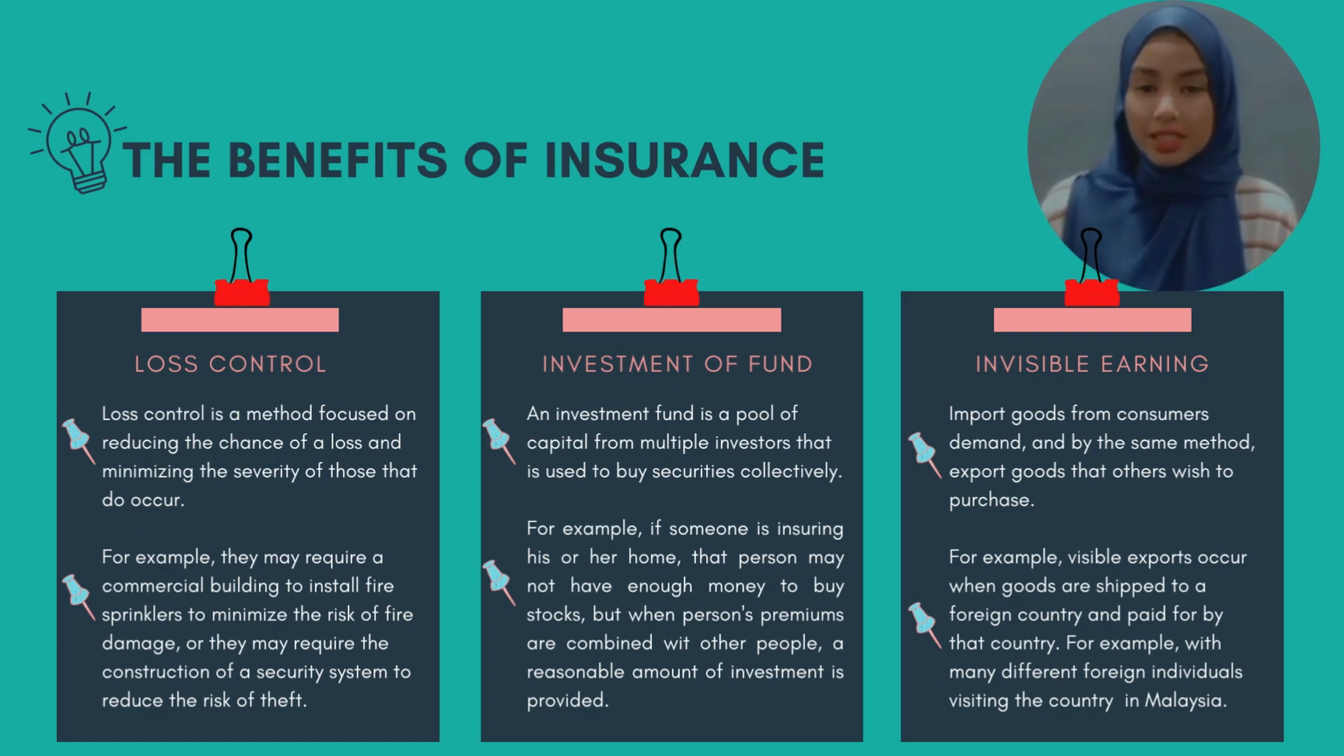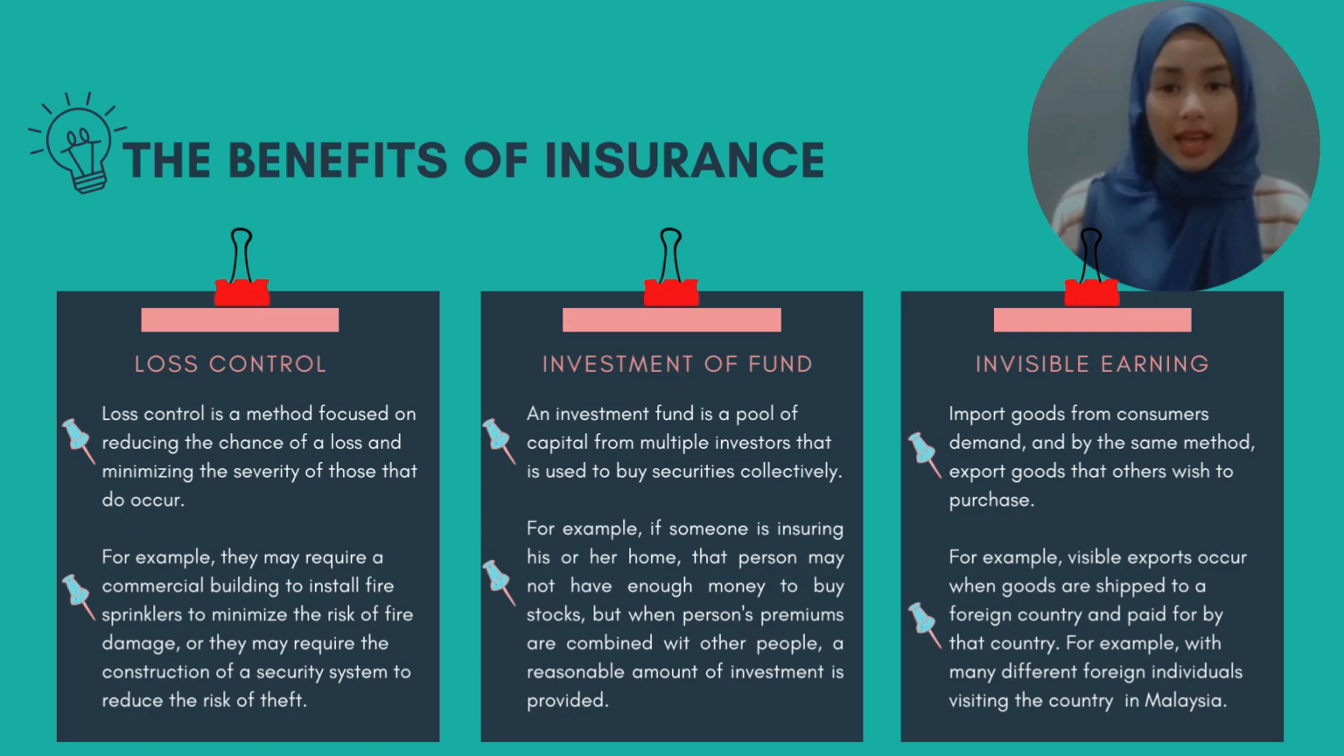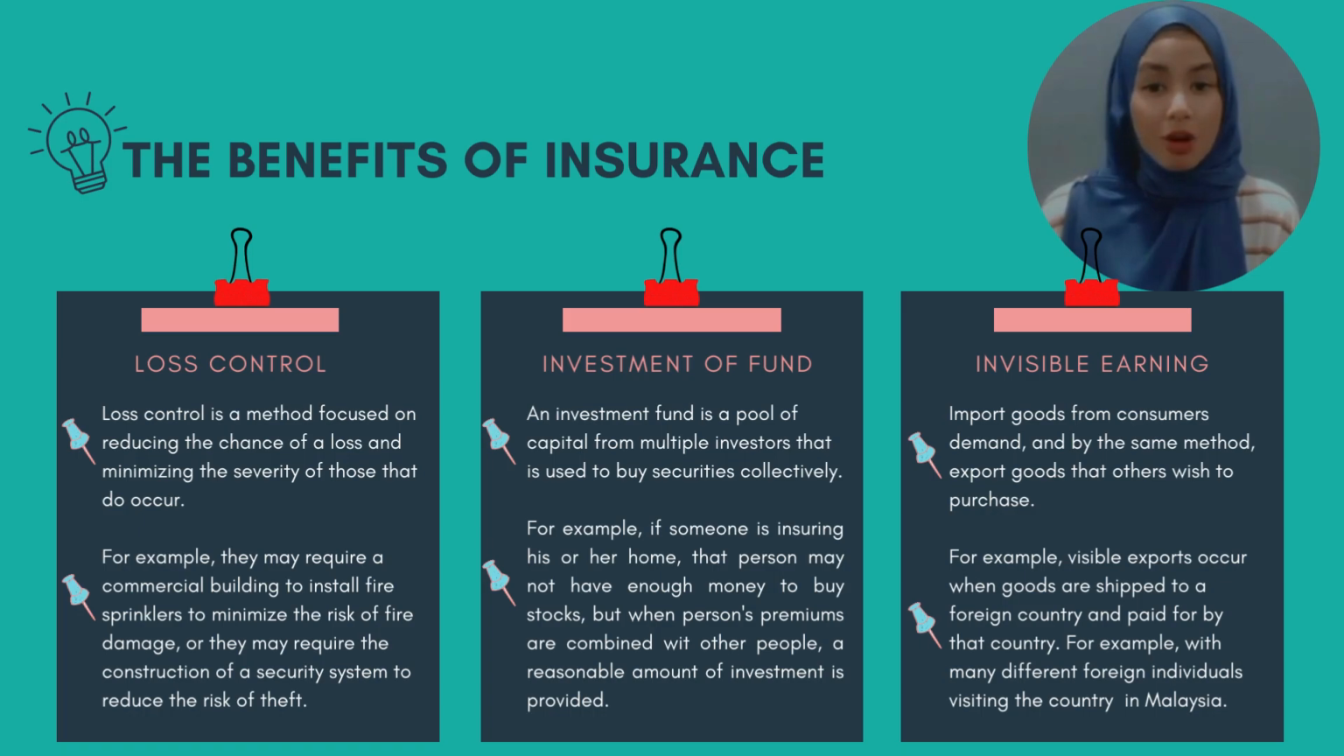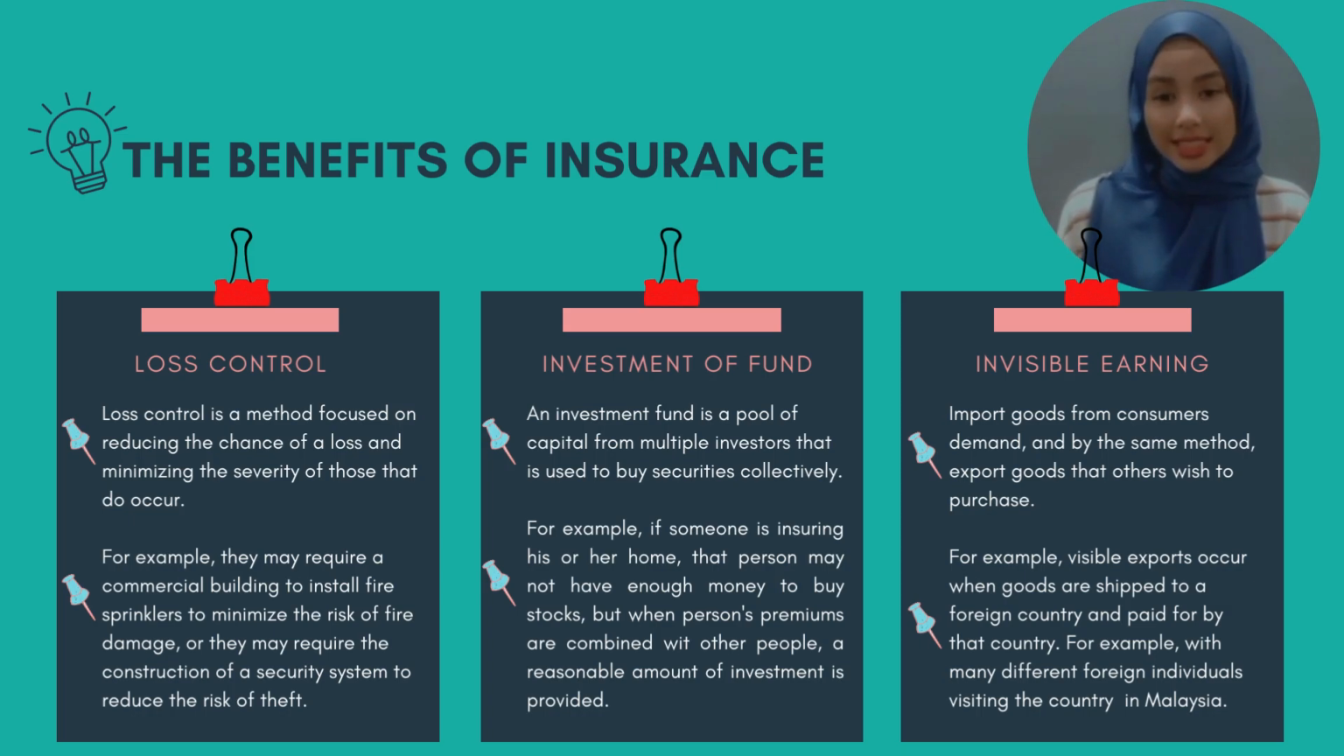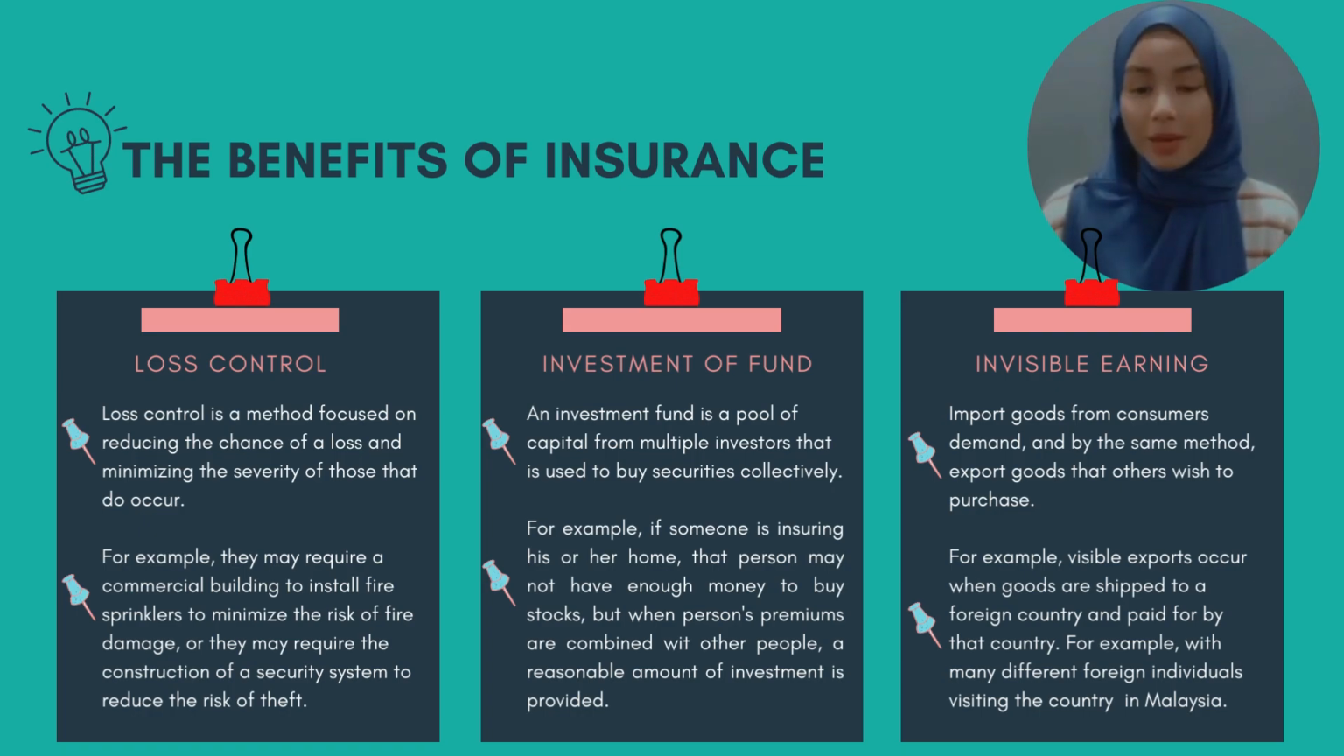For visible exports, it occurs when goods are shipped to a foreign country and paid for by that country. For example, with many different foreign individuals visiting Malaysia, when tourism is at a high economic level, more foreign money flows into the national economy as more customers come into the market to purchase souvenirs and services. Although the items are not visible in insurance, the concept remains the same. Whether the goods are visible or invisible, exports bring money into the country while imports send money out.